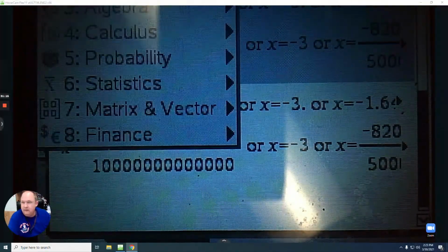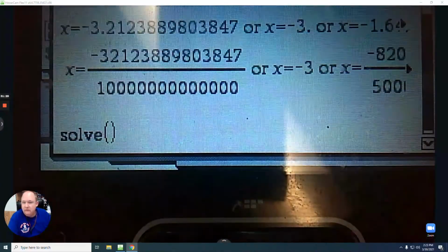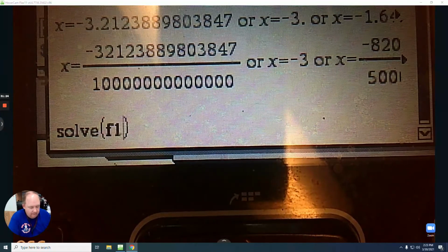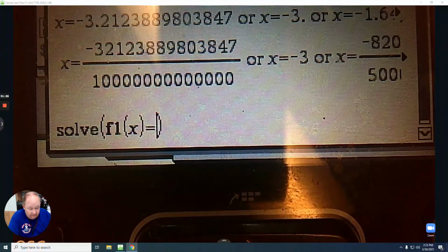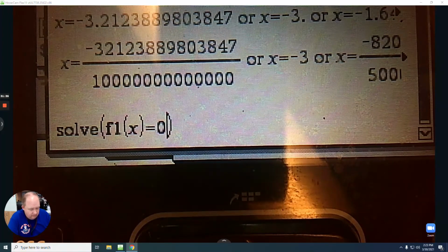All right, let's go menu, then algebra, and then solve. Because I already defined it, I can just go f1 at x equals 0. I just want to see if it even touches it. Are there any intercepts to even think it could cross over that I'm not seeing? And then go comma x.